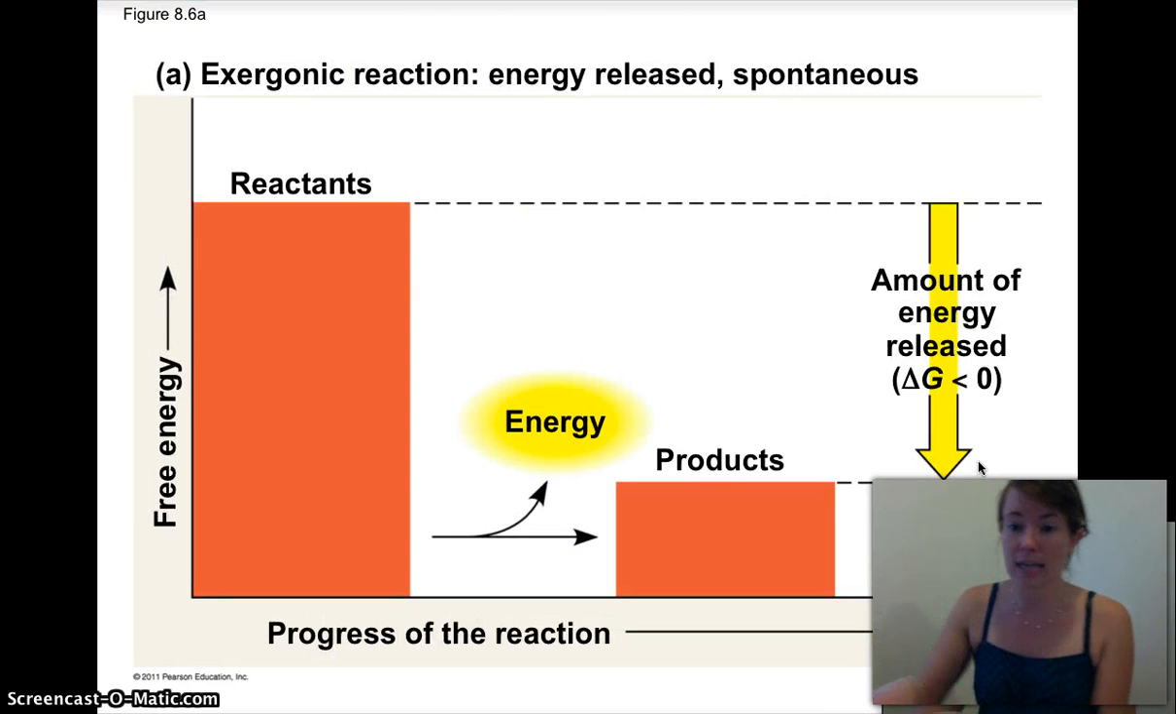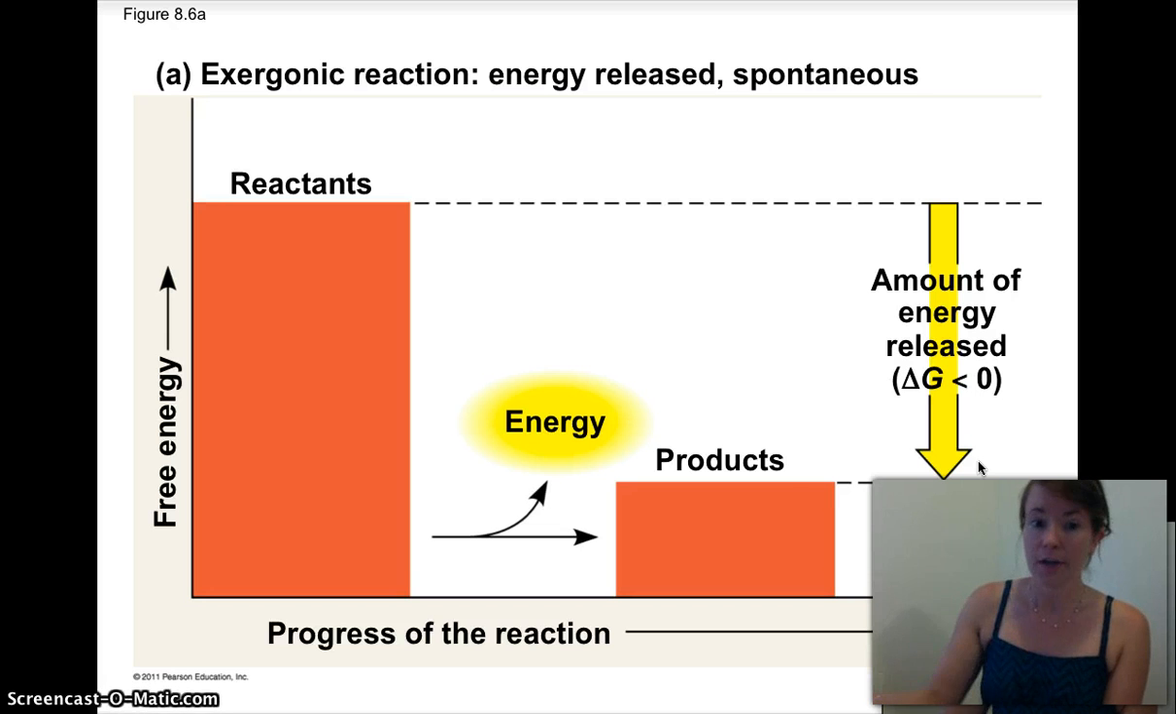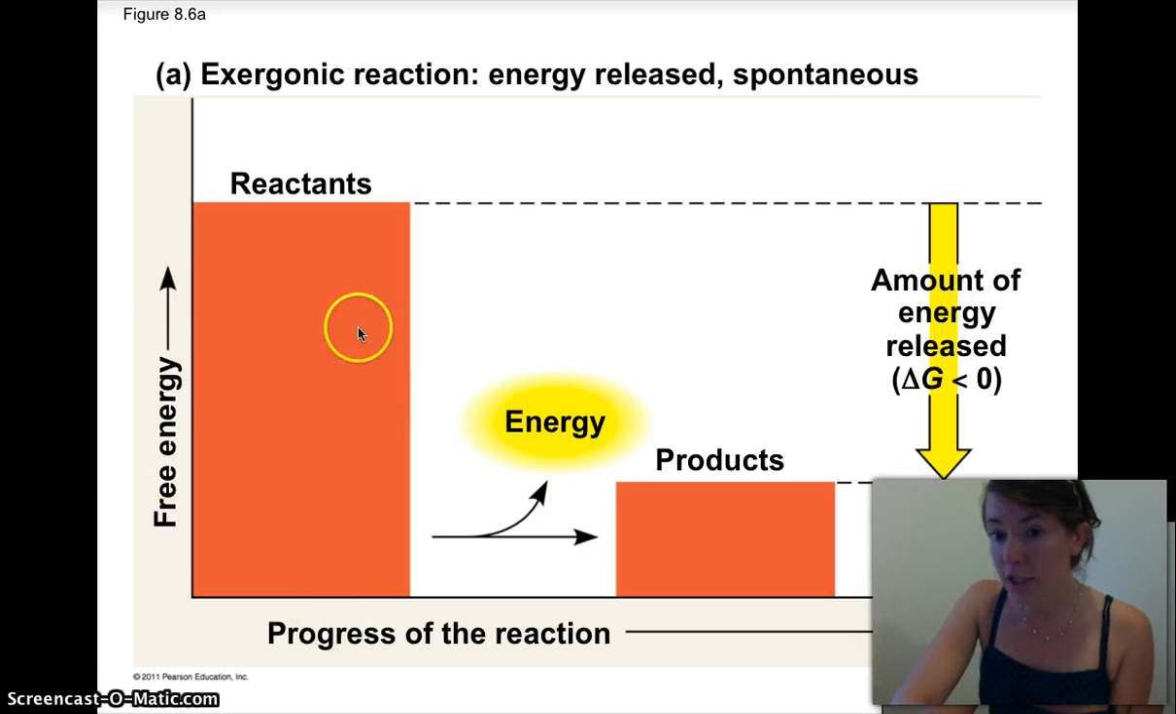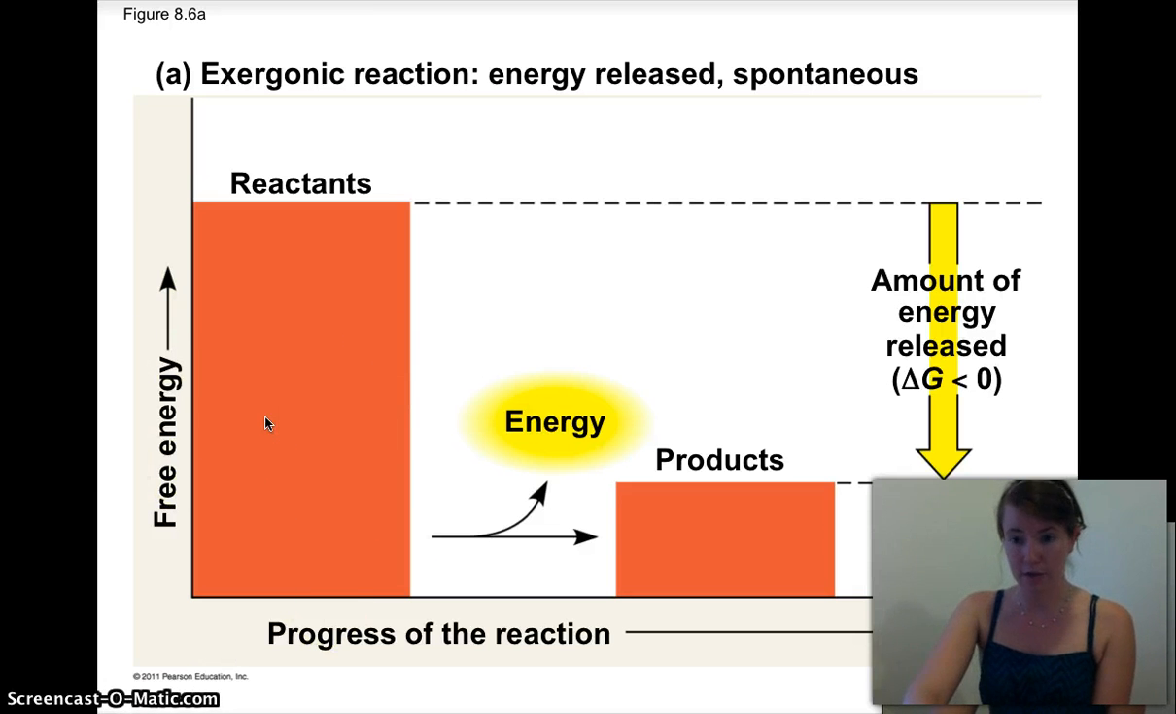So this is an exergonic reaction. Over here we have the amount of free energy on the y-axis, and here's as the process moves forward. So the reactants right here, what we have before the reaction, have far more free energy. They have way more capability to do work, so they have a much higher level of free energy. And the products down here have much less free energy, energy available to do work. They have far less. So this much energy was released.